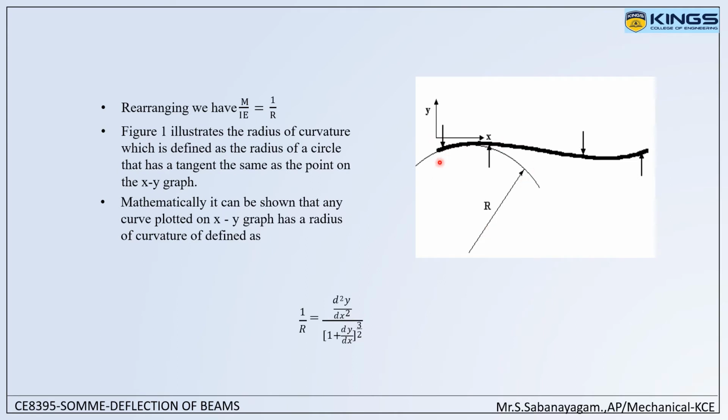Whatever the curve is, consider a sinusoidal curve, that curve also has a radius of curvature, and it can be represented in this relation: 1 by r is equal to d square y by dx square divided by 1 plus dy by dx whole power 3 by 2. If this dy by dx term is very small, that is, similar to a straight line but a little bit bent, like a spline line, then the denominator becomes 1, and so 1 by r becomes d square y by dx square.